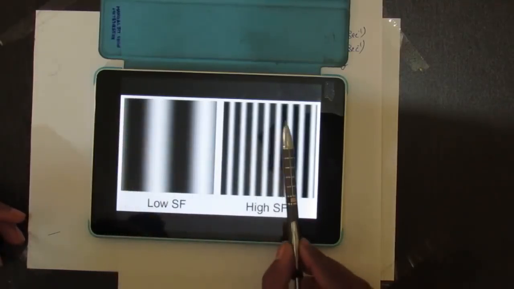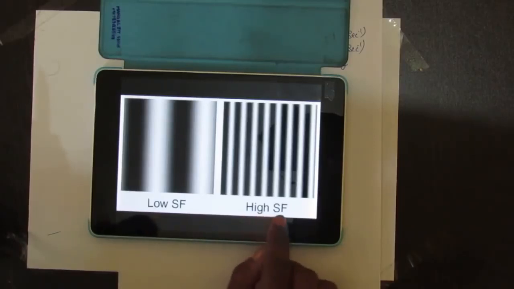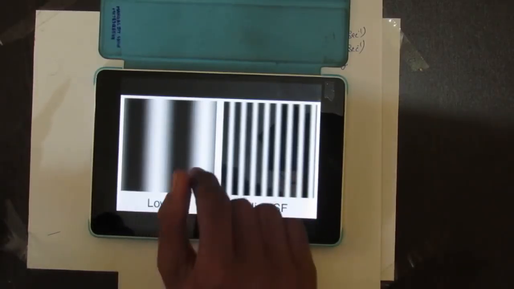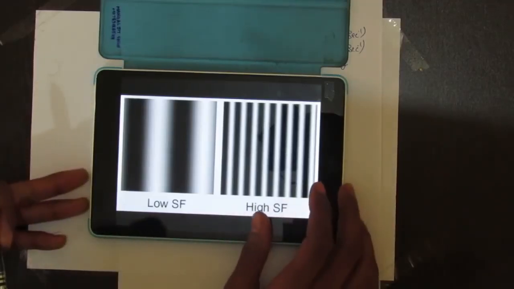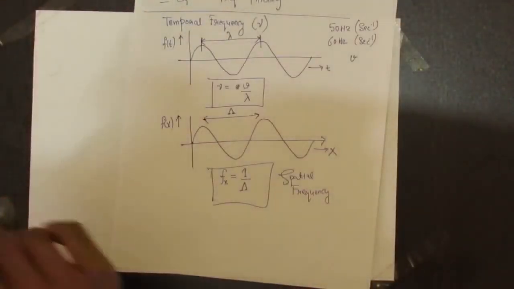So that means that this is having very high spatial frequency. This is having low spatial frequency. High spatial frequency because it is having low wavelength. Low spatial frequency because it is having high wavelength. Okay? Yes. So this is actually the basic concept of spatial frequency.